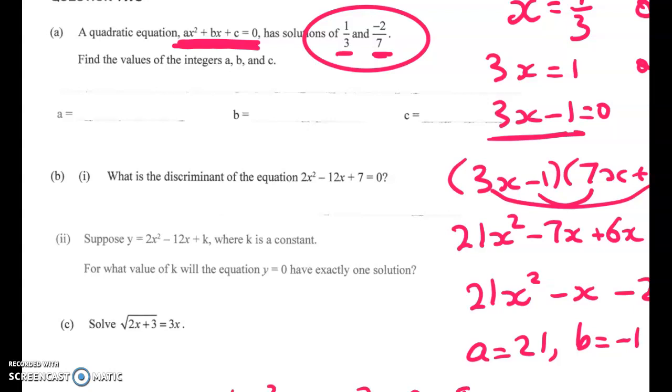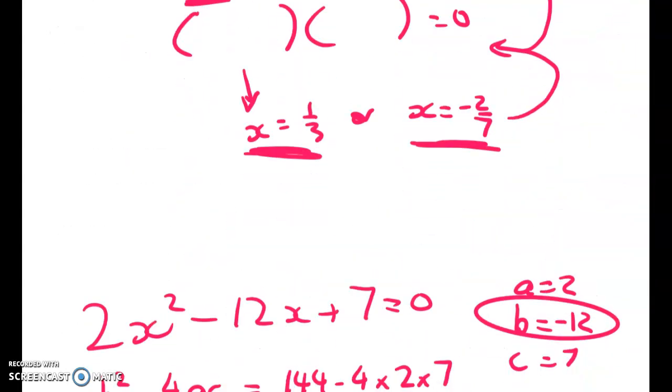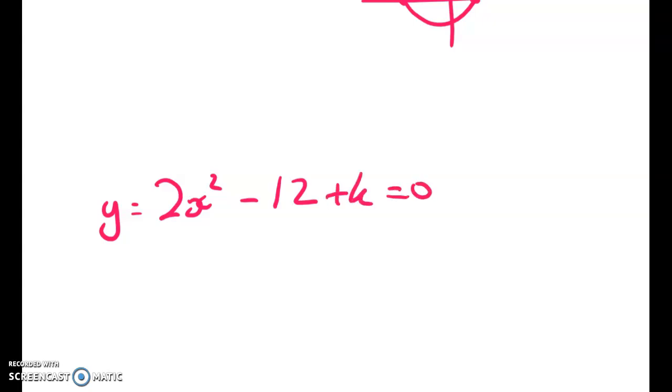So suppose that we've got this quadratic and k is a constant. We have to say, for what value will the equation y equals 0 have exactly one solution? So what I'm being asked to do here is to think about sliding that quadratic up and down. So we've got y, which is 2x squared minus 12x plus k. And that has to equal 0.